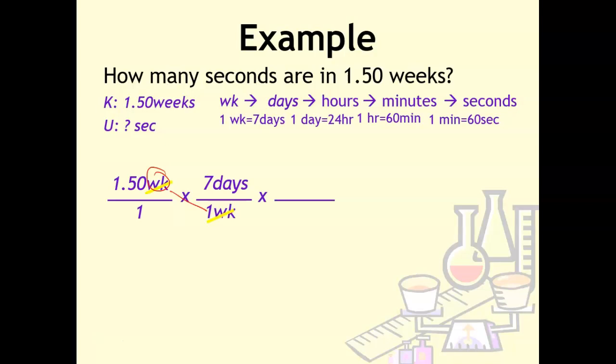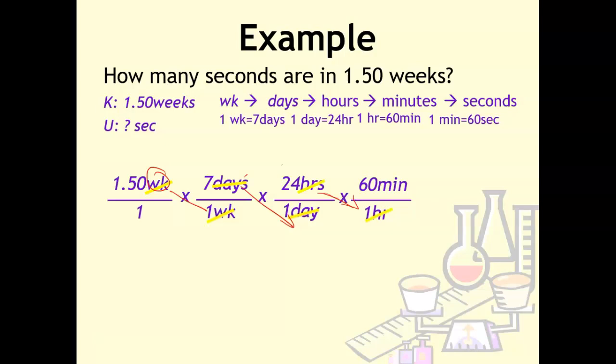Now we got rid of weeks. Now we have days on the top, so days goes on the bottom. Okay, days on the top, days on the bottom. Which one's bigger, days or hours? Well, days is bigger, so you got 1 day over 24 hours. Again, we're getting rid of days. Now we're left with hours. So what's on the top goes on the bottom. So we went from hours to hours, okay? And 60 minutes. But we're still not at seconds, so we're still trying to get to seconds.